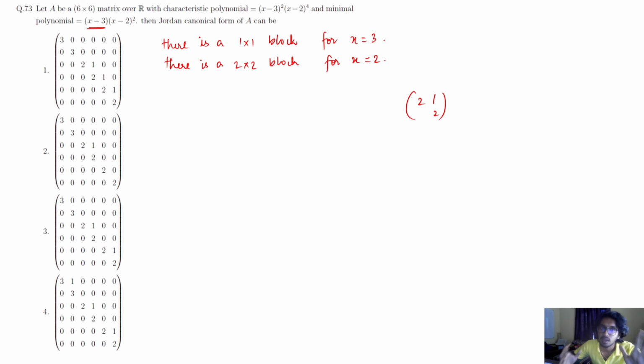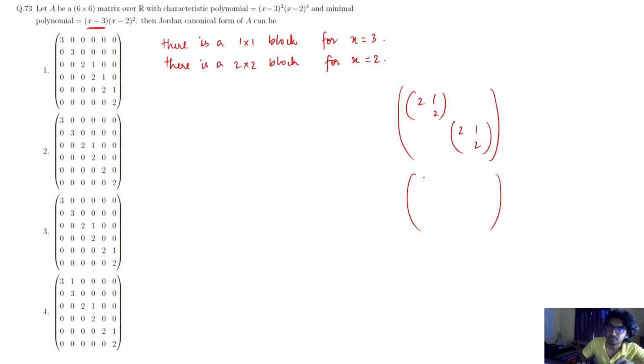Okay, and in the characteristic polynomial (x minus 2) to the power 4 is there. So when you make a block for this 2, this should be there once. This 2 by 2 block can be formed using the same block or two separate blocks. These two are the possibilities for the x minus 2 factor, right? And for the 3 by 3 there can be only one possibility. So with this we can check our options.